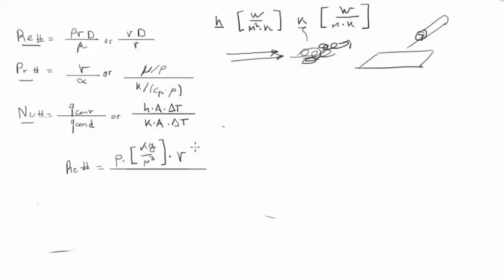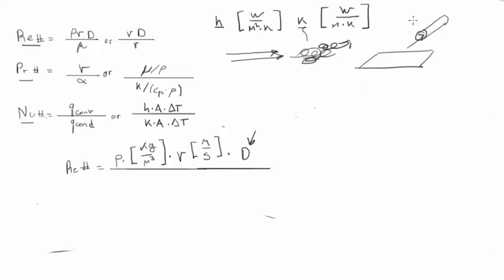V is in meters per second. This is the velocity term, and this also contributes to the inertial forces of the fluid. If it's going fast, it won't want to change as much. So if you shoot a bullet, the wind won't affect it as much as the wind could affect a paper airplane. And D, this is the characteristic dimension, and this is dependent on the geometry.